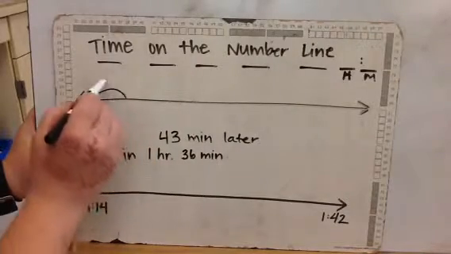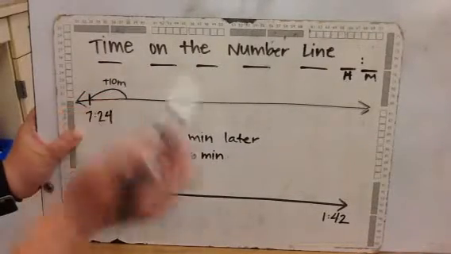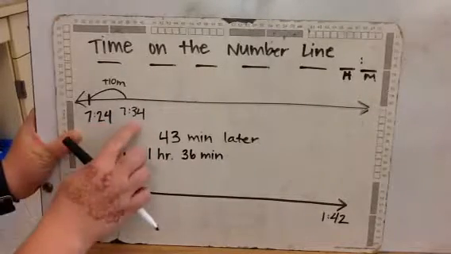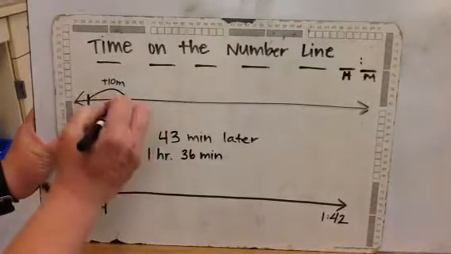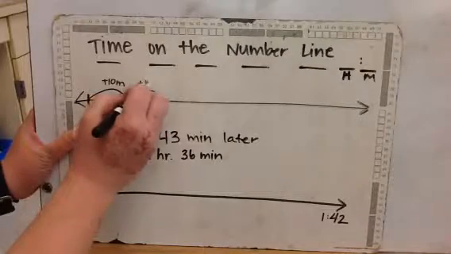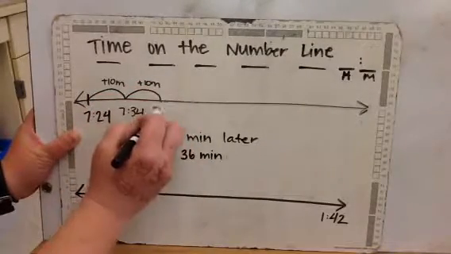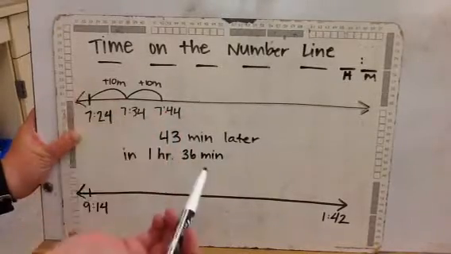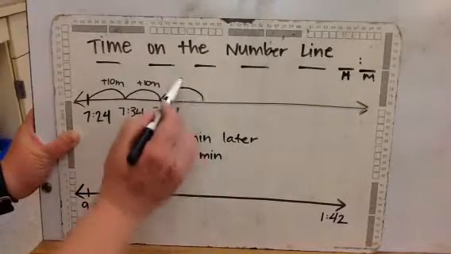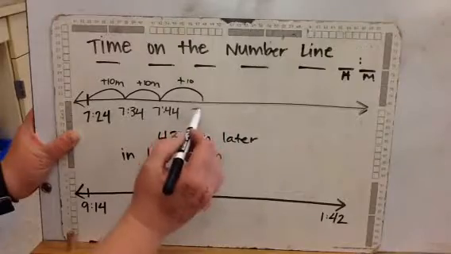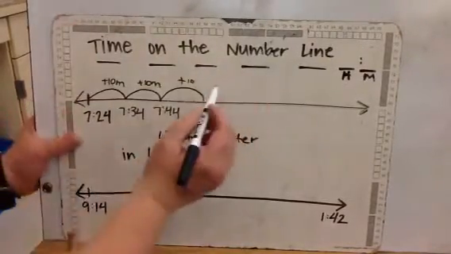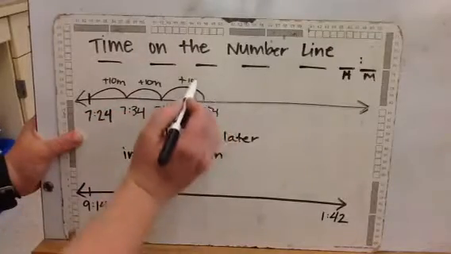So my first 10 minutes, and I like to just put an M to remember, then that is 7:34, and you'll notice that my minutes changed by 10. And then another 10 minutes is now 7:44. Again, my minutes change, so it's a lot like place value. And then another 10 minutes, now it is 7:54. So that's 30 minutes.